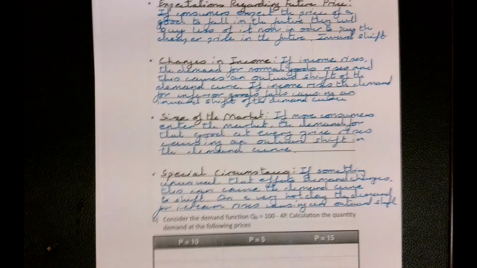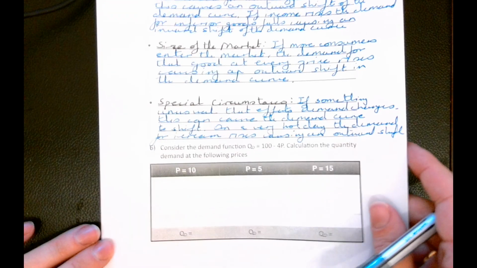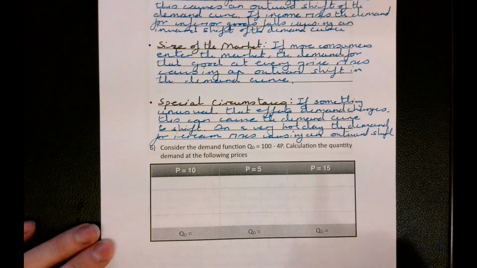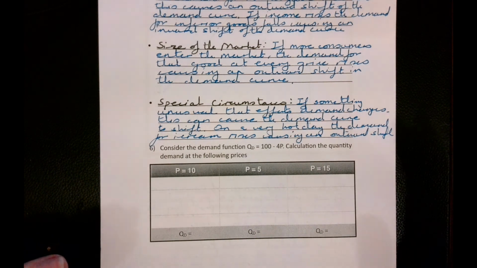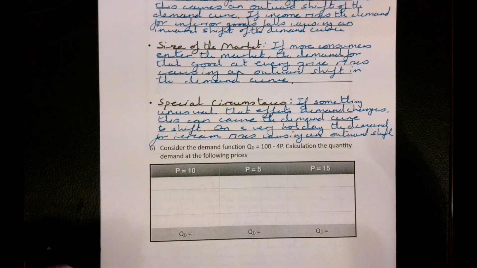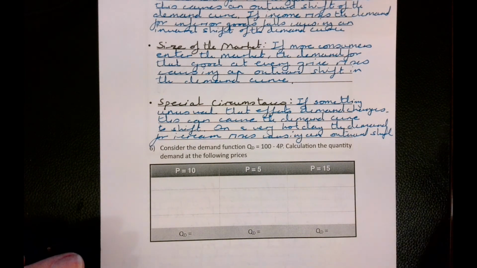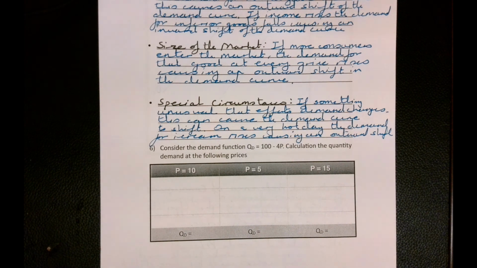Now, the last thing that causes a shift in the demand curve, and don't forget there can be inward shifts and outward shifts, are special circumstances. So the example that I always use is on a very, very hot day, the demand for ice cream or cold drinks or something like that will rise. That will cause an outward shift in the demand curve. It's a special circumstance. You can't plan it, you can't guarantee it, you're not 100% sure when it'll happen, but still, it will affect demand.